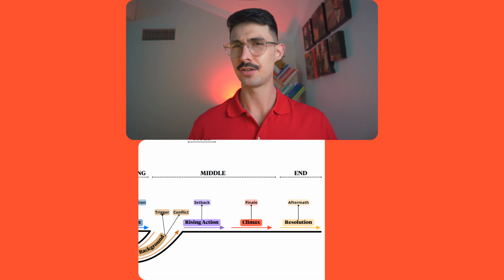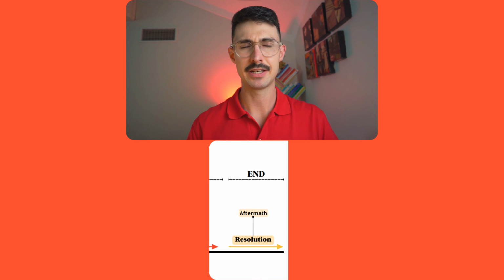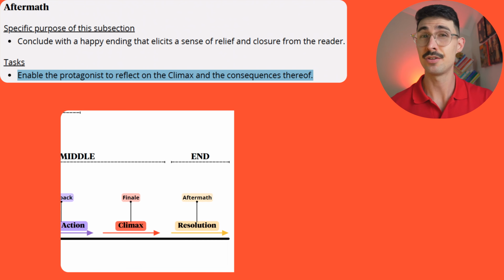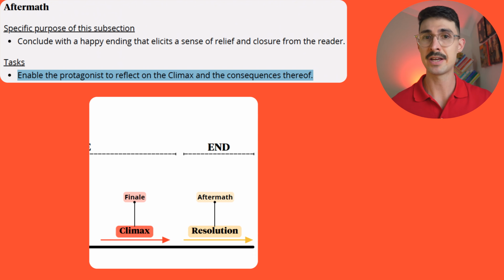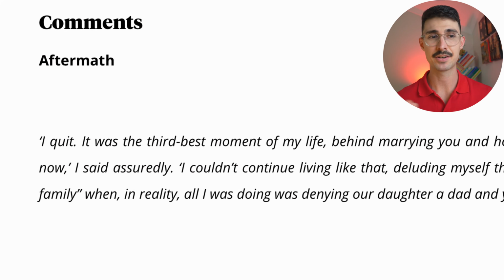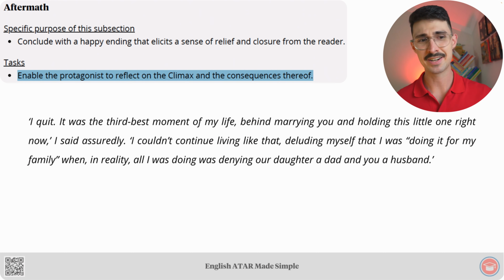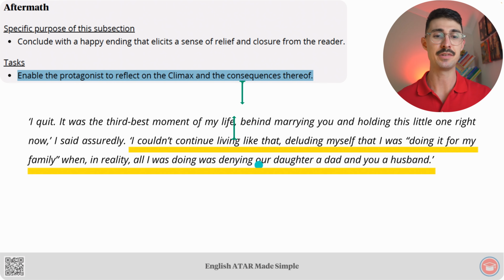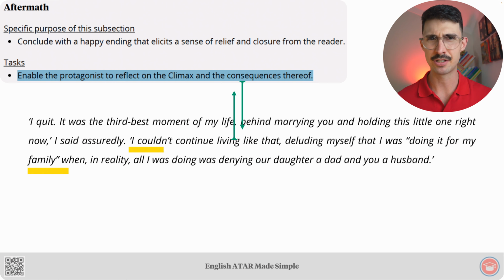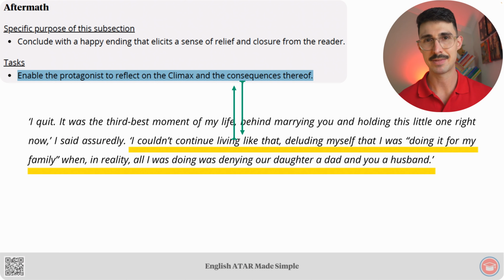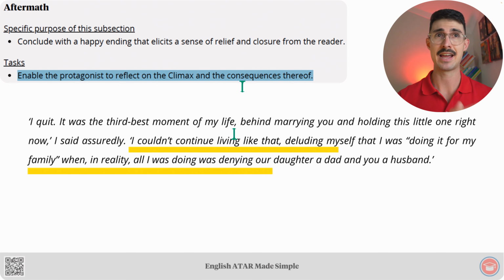The resolution has one element or ingredient, it's the aftermath. In this aftermath, Neil, our protagonist, reflects on the events that transpired in the climax, as he tells Hannah, his wife, that quitting his job was the third best moment of his life. Here, our protagonist has recognized he couldn't continue living like that, deluding himself that all he was doing was for his family, when in reality, he was just being an absent father and an absent husband.